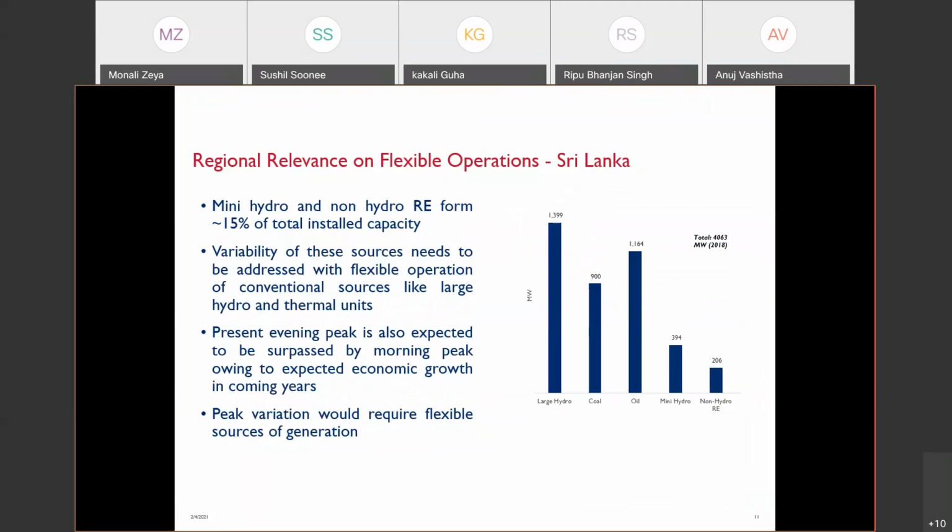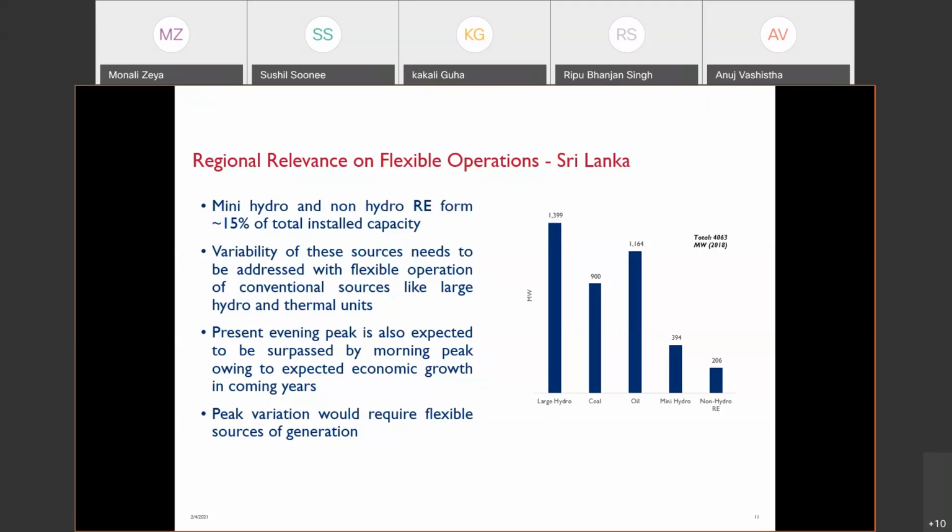Next slide, please. Looking at Sri Lanka, the situation is similar, but here it is mostly dominated by hydro projects, which again are flexible in nature, and it has only one coal plant of 900 megawatts. But more importantly, mini hydro and non-hydro are resources which would present variability and intermittency in the grid. Also, what we found was that the evening peak of Sri Lanka would be overshadowed by the morning peak in the coming years because of economic growth. So the peak and off-peak variations would require flexible sources of generation for maintaining grid stability.